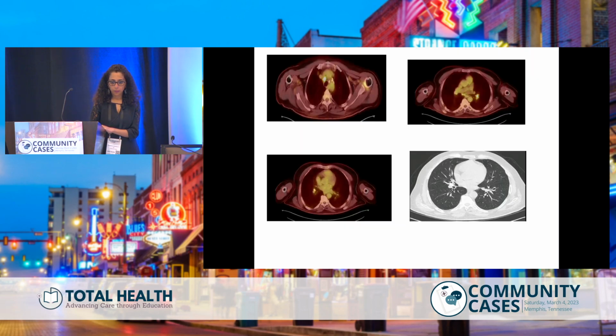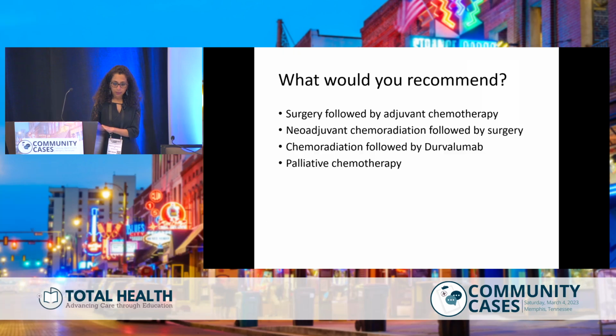PFTs are optimal. This is his scan. So as you can see, he has uptake in both sides of the mediastinum, in addition to the tiny little nodule. So what would you now recommend? Surgery follows. The surgeons think he's resectable. They always do. Surgery followed. I'm just kidding. Sorry. Surgery followed by adjuvant chemotherapy, neoadjuvant chemoradiation followed by surgery, chemoradiation followed by durvalumab, palliative chemotherapy.